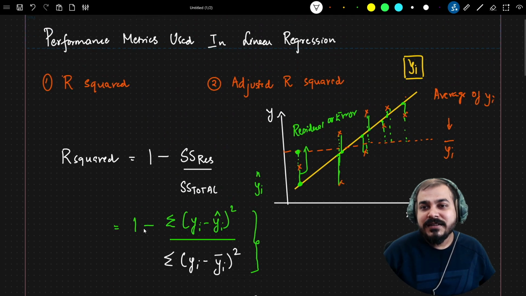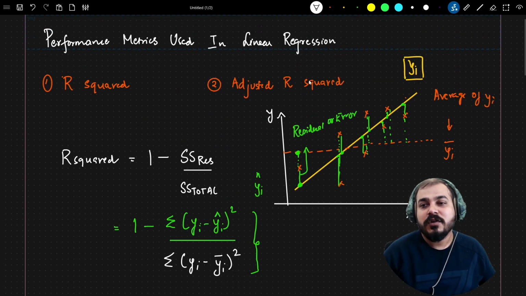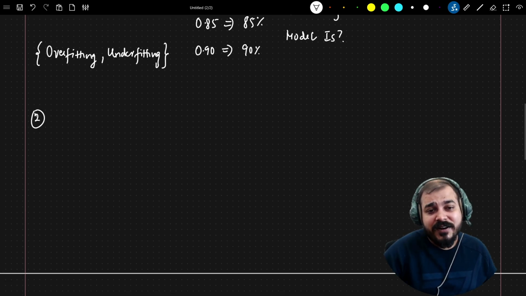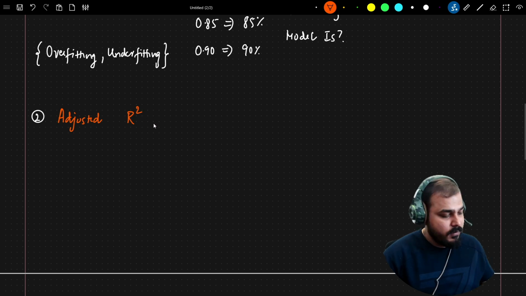Now, let's go ahead and understand the second performance metric, which is called adjusted R-square. How it is different from R square, we are also going to discuss. So here I'm just going to write my adjusted R square.